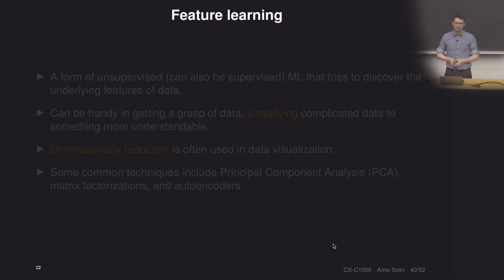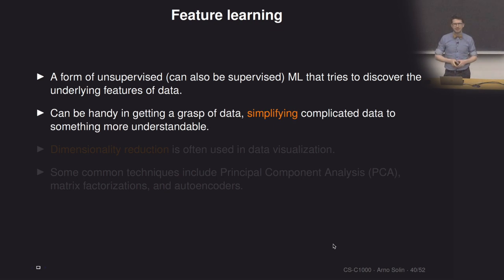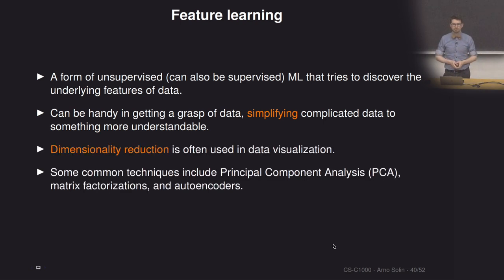Feature learning, that's also something you might stumble upon. It's a form of unsupervised learning that tries to discover patterns of underlying features of data. It can be used to simplify complicated data into something that is more easily understandable, easier to read what's happening. And typically that means, for example, dimensionality reduction.